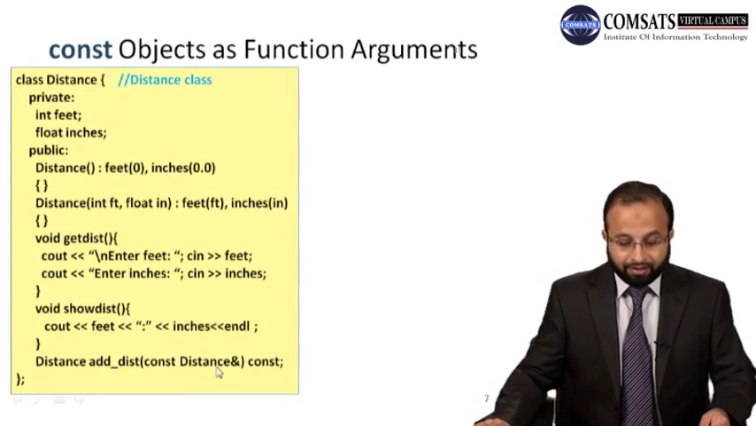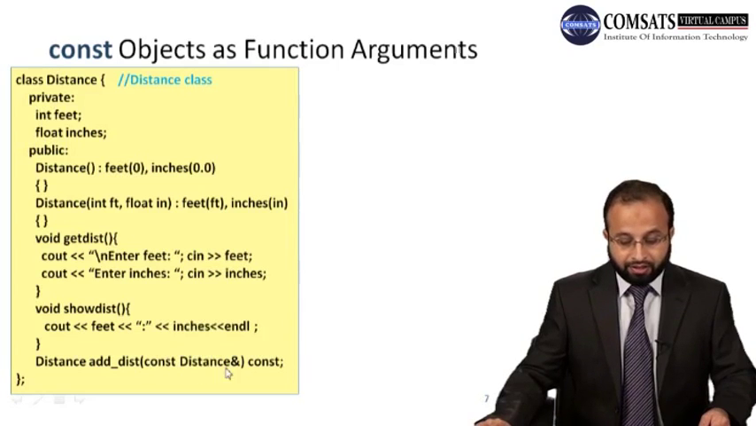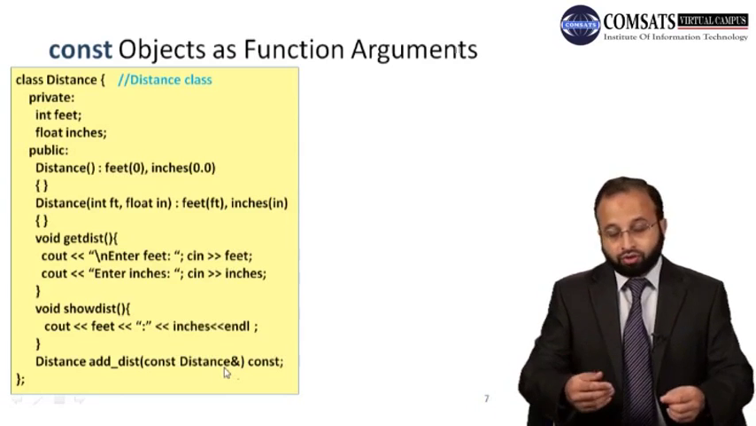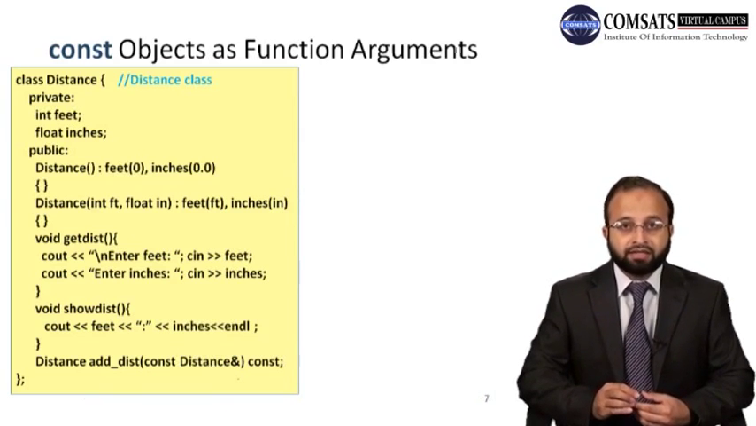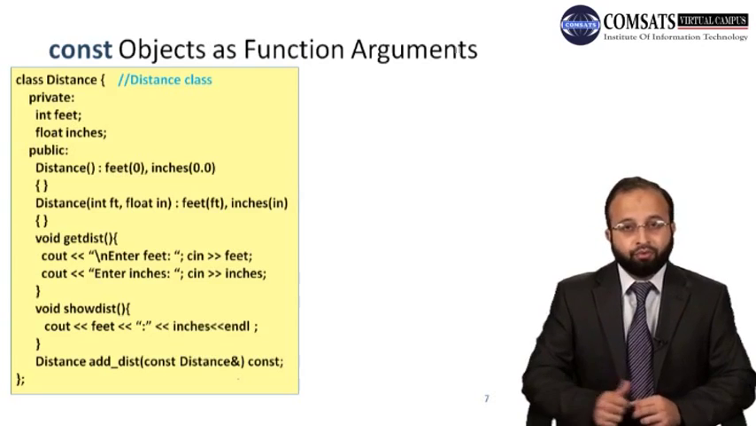Now let's see the constant object as a function argument. Let's first ignore this constant. For example, this is not a constant, then what happened? So this is Distance, and this means that this is a reference of an object of type Distance, right? If you pass a reference of an object, the first question is why we pass by reference? Because it saves memory, it is efficient as compared to pass by value or pass by pointer. If you pass it by pointer, then 4 bytes will be allocated for the pointer, and then you are accessing the object indirectly, that is by using the pointer.